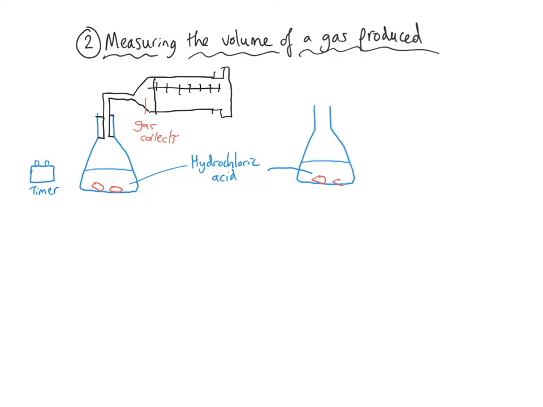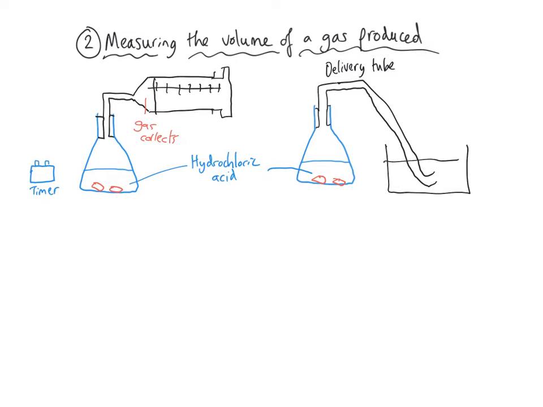Now, you can do the exact same thing and get data that's almost as good by using some slightly less high-tech equipment, which is where you get your delivery tube again. That's what this glass tube is. It's the same for both experiments. You have a delivery tube, and that delivery tube is put into a bowl or a container of water, and that water has a measuring cylinder in it. The measuring cylinder again has a scale on the side that allows you to measure the volume of gas that has been produced.